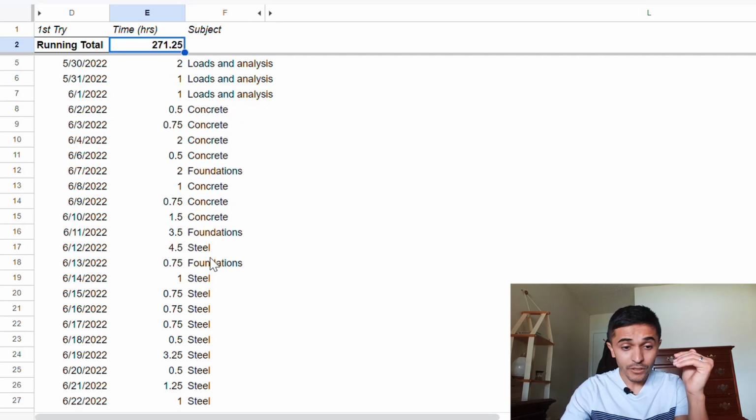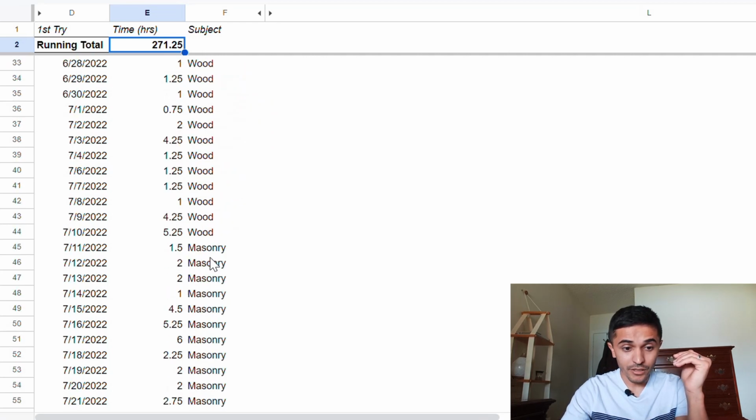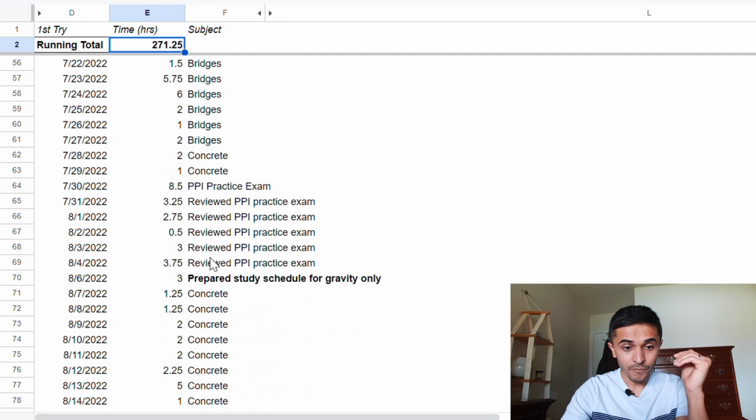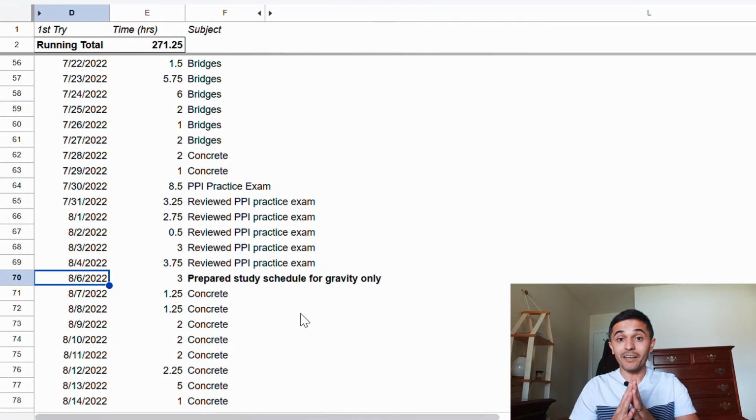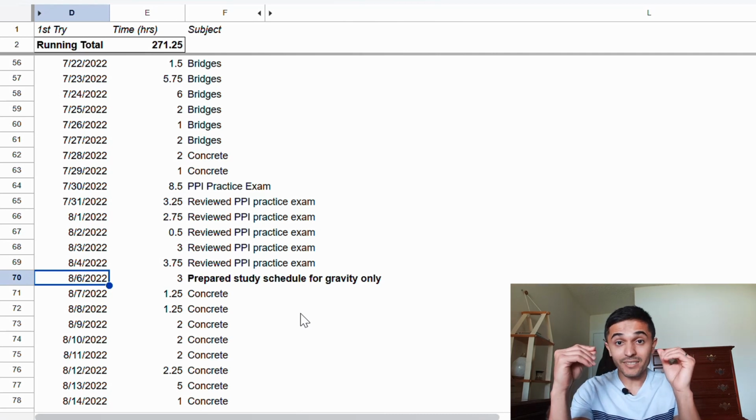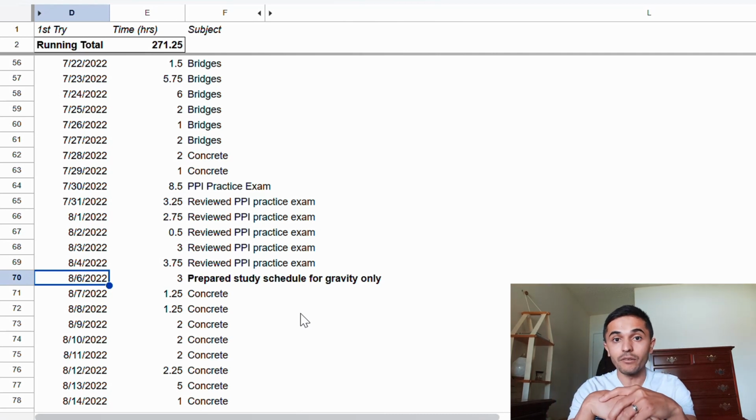So maybe another mistake was not taking a course, because for lateral, I definitely plan on taking one. But for here, my first try, you can see that it wasn't until August 6th that I prepared a study schedule. On that day, I met with my wife and I was still planning to take gravity and lateral, but I had just taken the PPI practice exam, I did terrible on it, because it was my first practice exam and I did not feel ready for gravity.